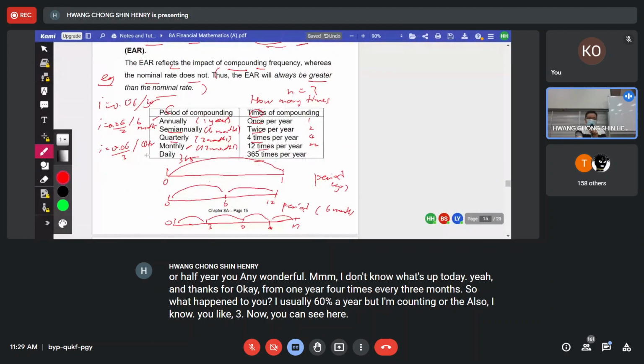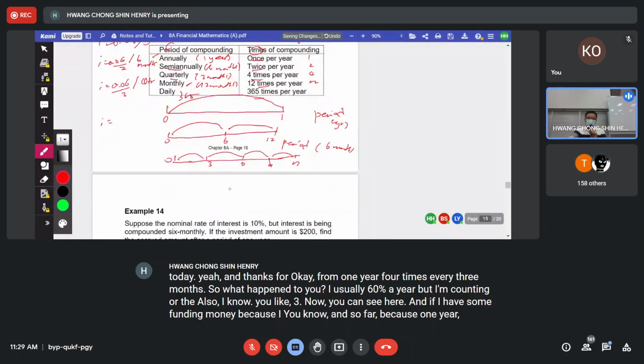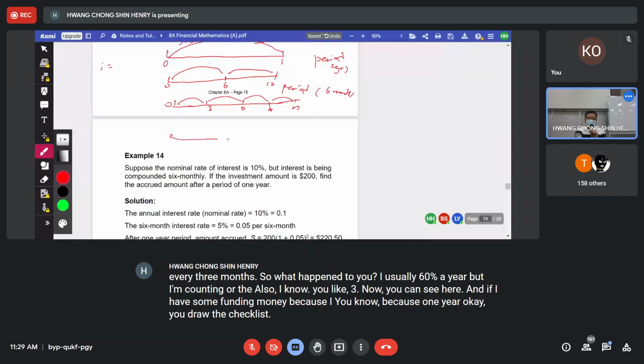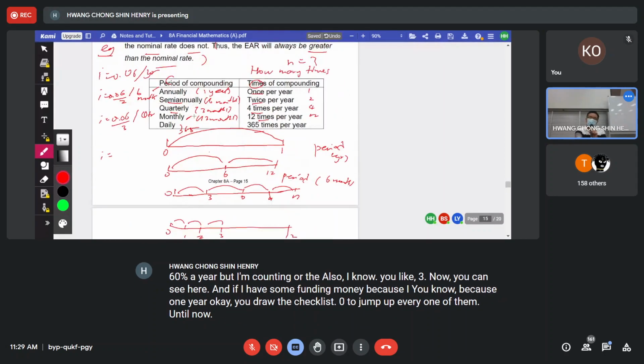And if I have compounding monthly, what's your I? Your n times 12, because 1 year, okay, you draw the chart yourself. 0 to 12, every month compound 1 time. Until 12, so we compound 12 times, right? Times 12 now. My I is divided by 12, per month, not per year.